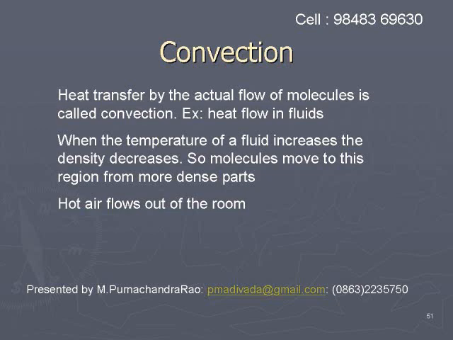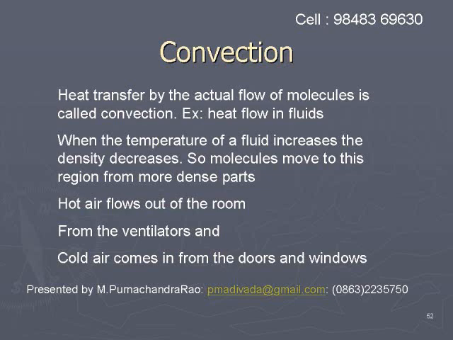Hot air flows out of the room because it is less dense, and cold air comes into the room because it is at high density. Hot air flows out through the ventilators, and cold air comes into the room through doors and windows. Like this, air will be continuously flowing inside and outside. Cold air comes into the room and hot air flows out. This flow is said to be by convection. The method of this flow is called convection.